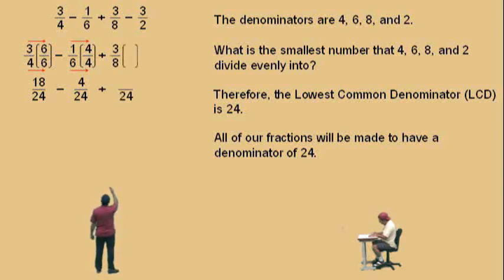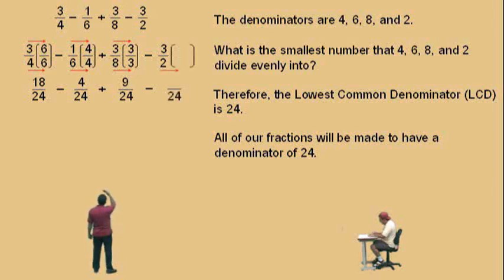3/8. What do I multiply the 8 by to get 24, Charlie? 3. Multiply the top by 3. What's 3 times 3, Charlie? 9. So we have 9 24ths for the 3/8. And now we have our 3/2 at the end being subtracted. What do I multiply 2 by to get 24, Charlie? 12. So I got to multiply the top by 12, right? And what's 3 times 12, Charlie? 36. So, and 2 times 12 is 24. There's our fractions all written with a denominator of 24, our lowest common denominator.